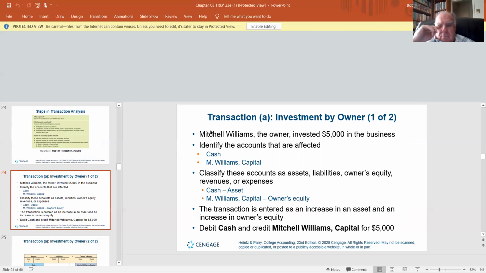Mitchell Williams, the owner, invested $5,000 in the business. Well, what accounts do you think are going to be affected? Well, he put cash into the business, and the business is now worth $5,000. And that net worth of the business is called capital, in this case specifically, Mitch Williams Capital. Cash is an asset. Capital is equity. Debit cash, because assets go up with a debit and capital goes up with a credit.